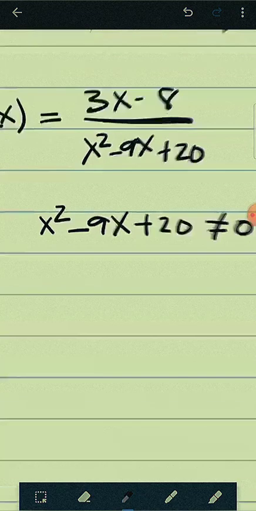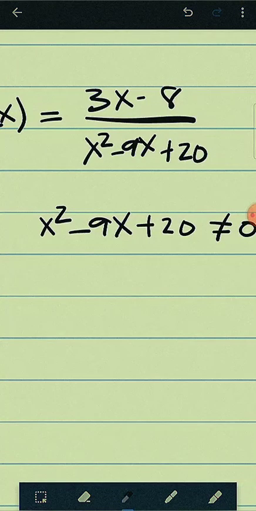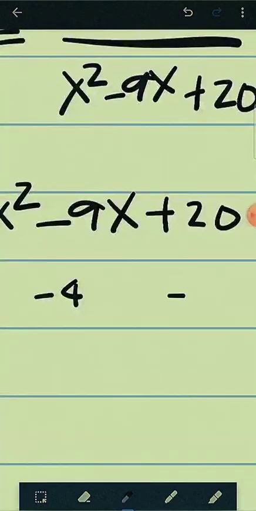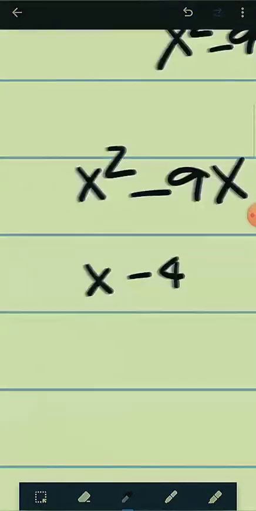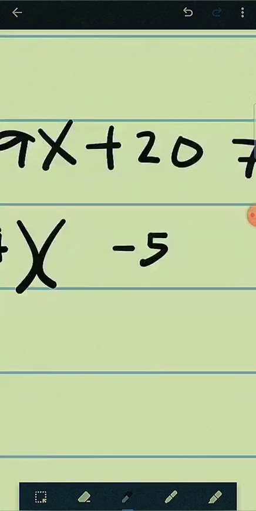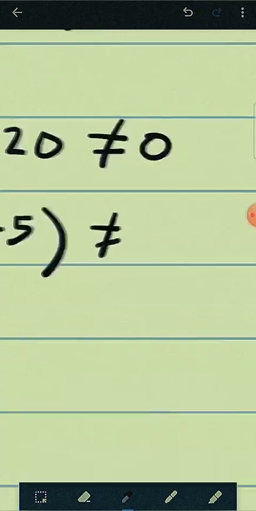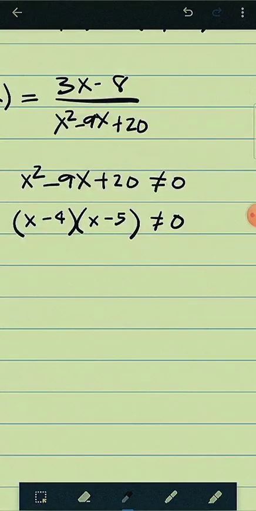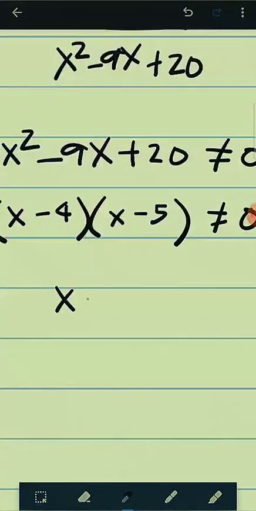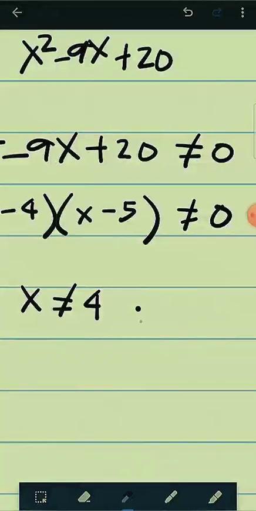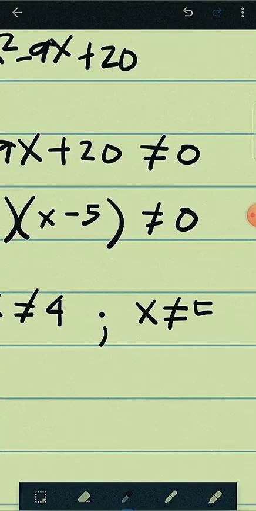So, the factors of this, x squared minus 9x plus 20: if we think of two numbers that multiply together to get 20, and add to get negative 9, that's negative 4 and negative 5. So the factors of this polynomial are just x minus 4 and x minus 5, which we set not equal to 0. Then we can say that x should not be equal to 4. Also, x should not be equal to 5.